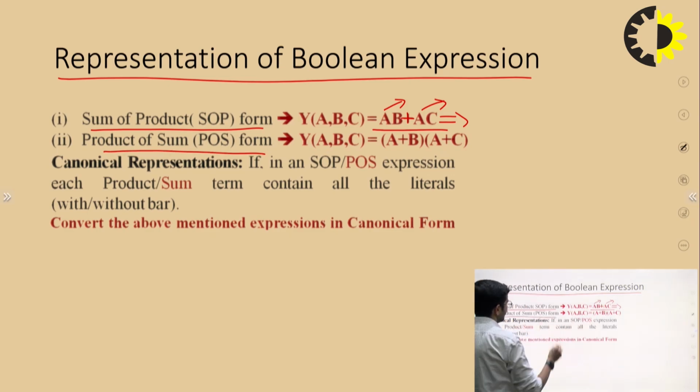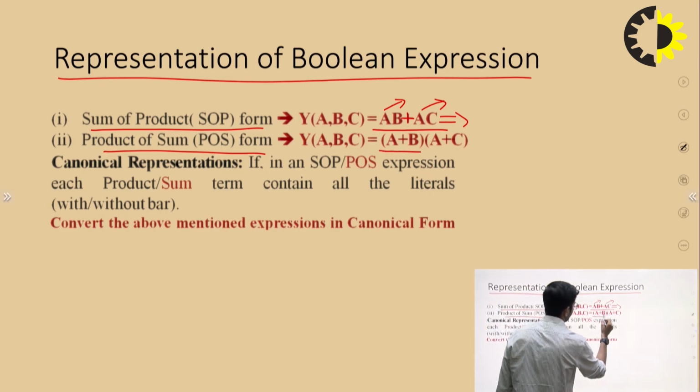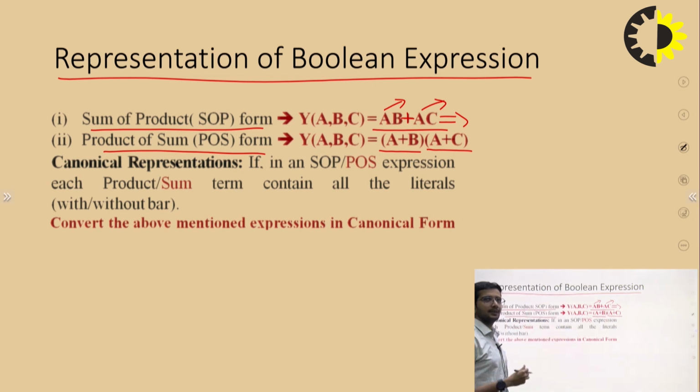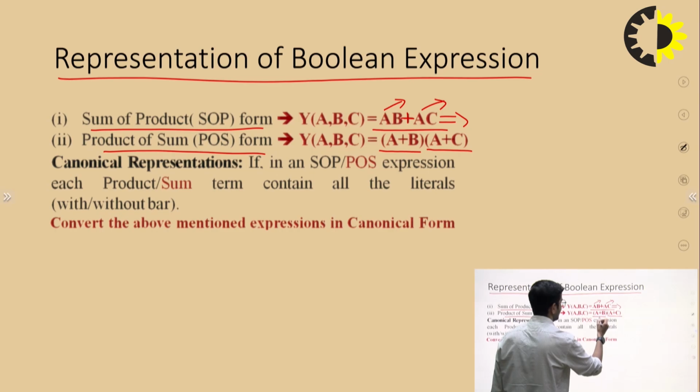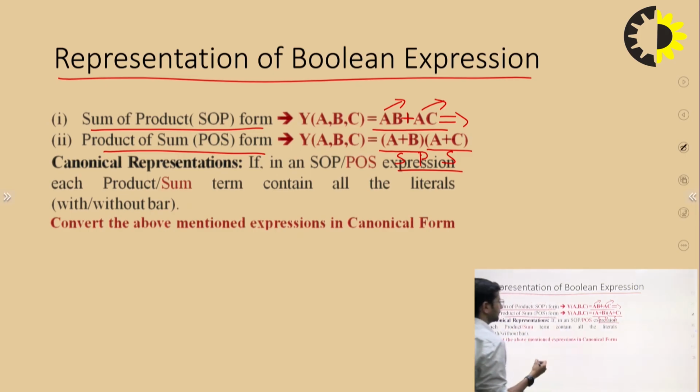Second, we can represent it in the POS, product of sum form. Product of sum means these two are sums and we are doing the product of these two summation terms. So this is a sum, and there is a product. So this is known as the product of sum.